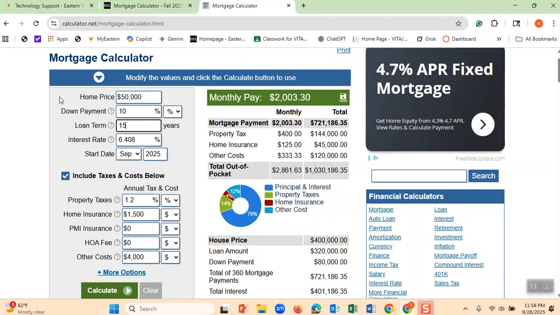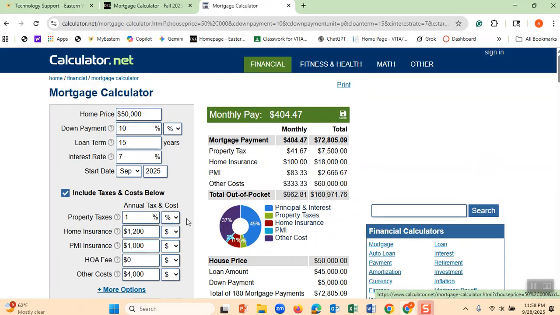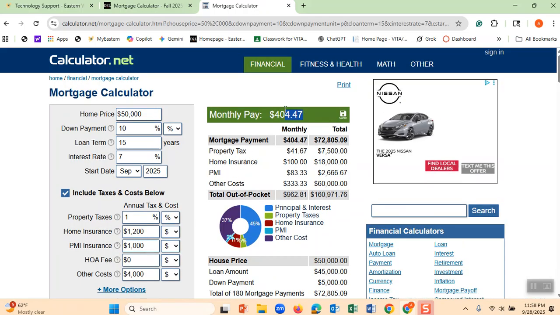Here you go. And then you come here, and banks these days are not going to work with you. They charge you 7%. Taxes here in West Virginia might be less, 1%. Insurance might be 1,200 instead of 1,500. And PMI, most likely they want maybe annual PMI, $1,000 annually. If it is an apartment, there is a home association fee. Then you can click calculate.